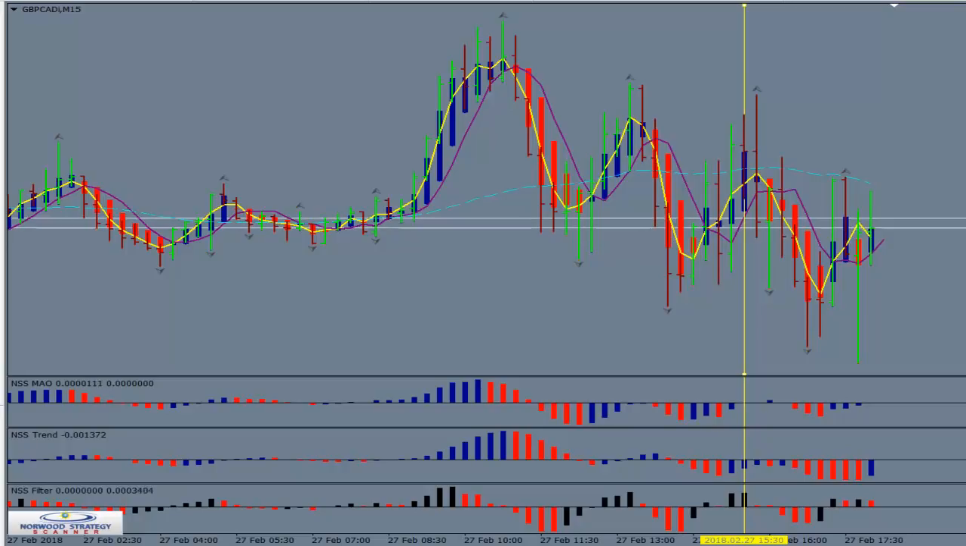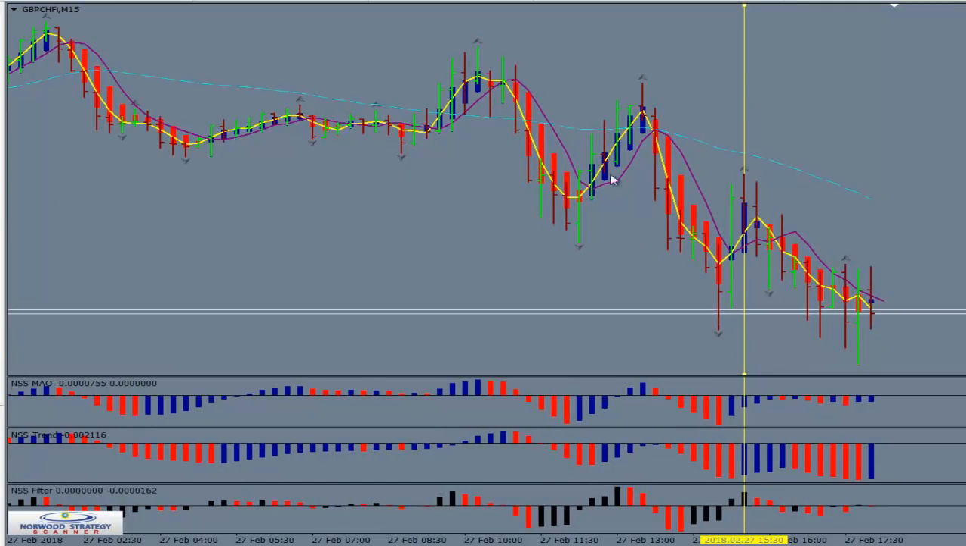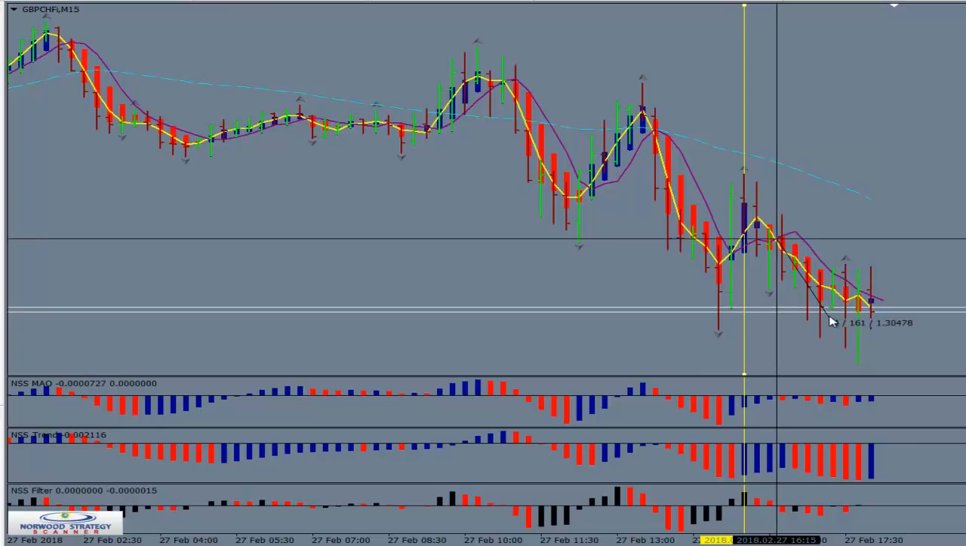This one is really choppy. Maybe you don't want to trade that one. This one was kind of choppy too. It didn't move that far.